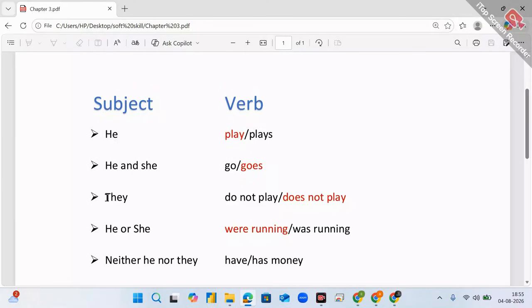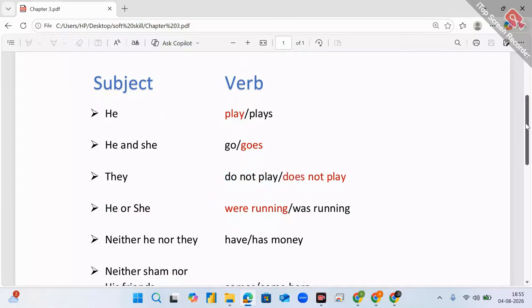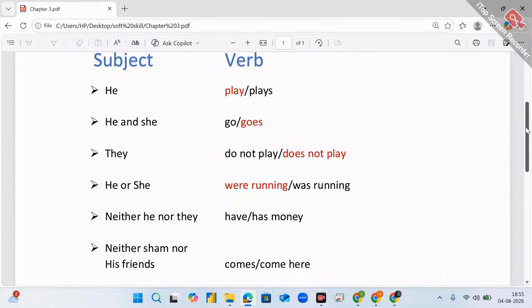Moving forward, as I have written here, the subject they is a plural subject. We use they for more people, right? They are watching a movie, they are playing, like this. So for they we use a plural verb, that is they do not play, right? Next, let's move forward. I hope everyone is understanding. I am going very slow for your understanding, guys.